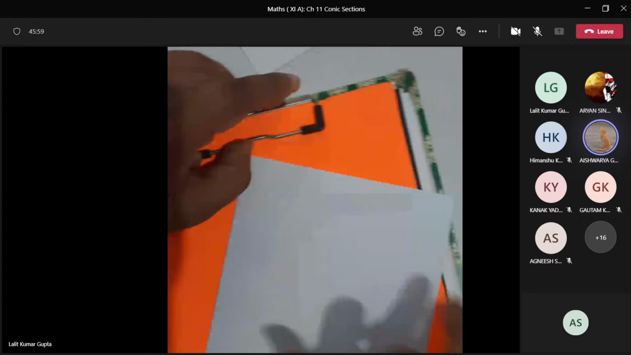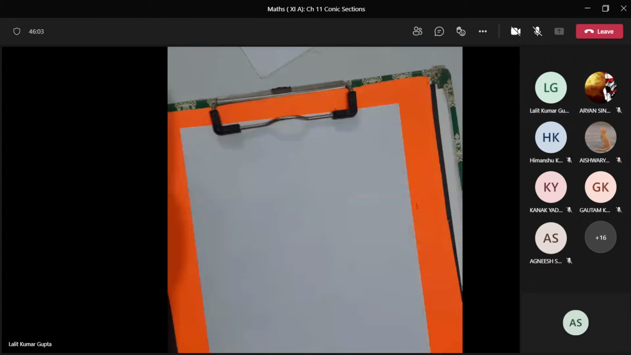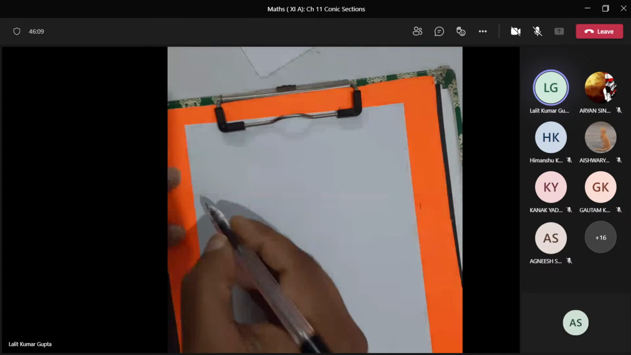सर एक बार टेबल दिखा दो। 1 सेकेंड बेटा। 11.2 exercise question number 1 I am taking.